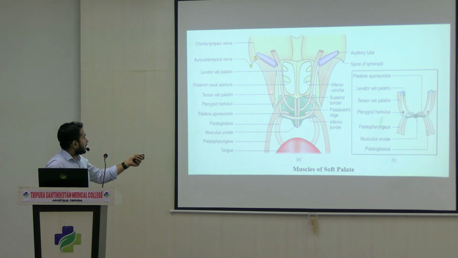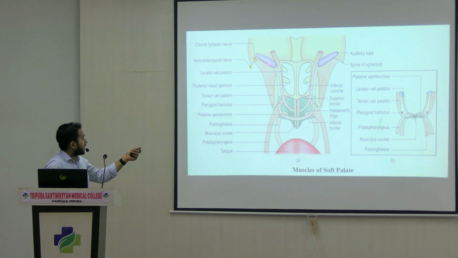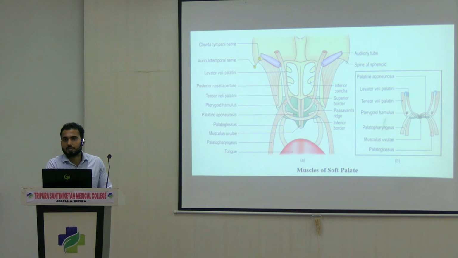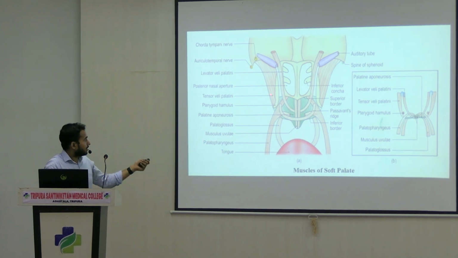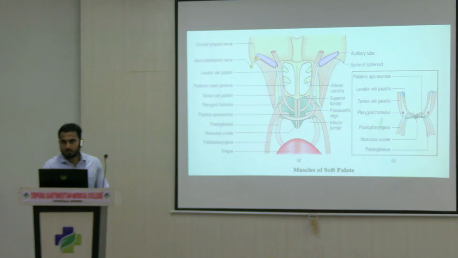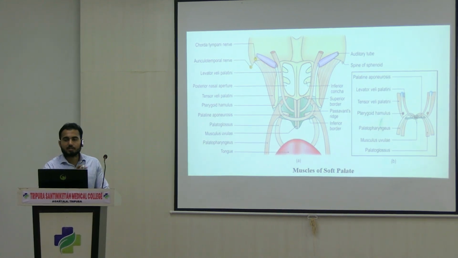So here you can see the tensor veli palatini is arising from the sphenoid bone and it is also arising from the auditory tube, also called the pharyngotympanic tube. And where is it attached? It is attached to the palatine aponeurosis. So this is the tensor veli palatini.